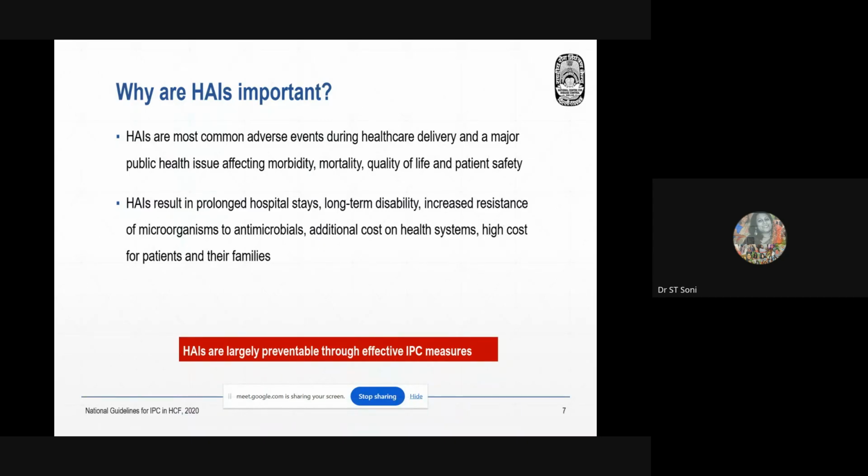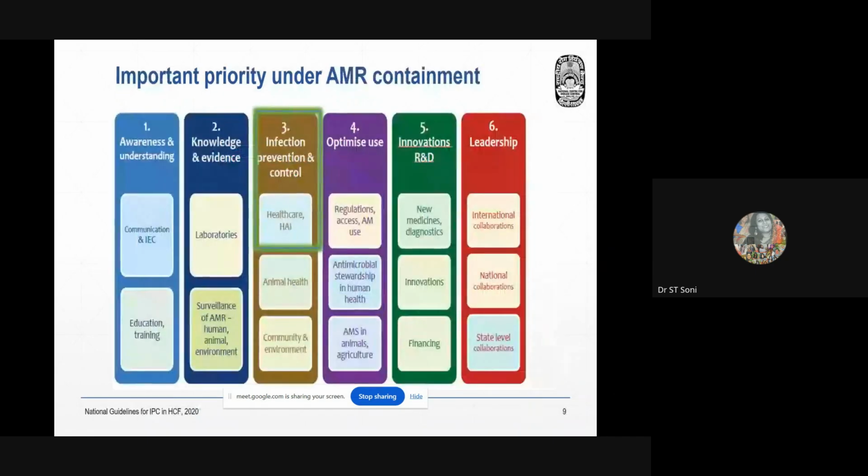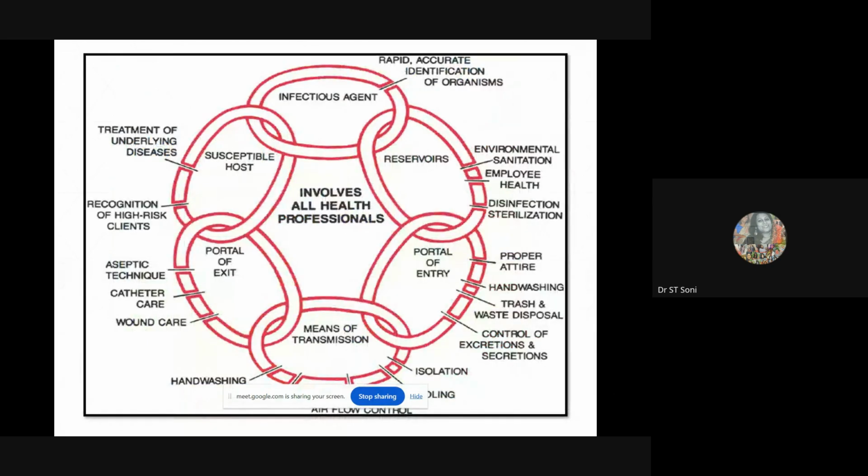So the most important part of healthcare associated infection is that it is preventable. It is not a disease, it is a condition. We can say it is preventable through effective infection prevention and control measures. Under patient safety in the national framework, it is one of the important goals: control of healthcare associated infection. Okay, so how can we control it?